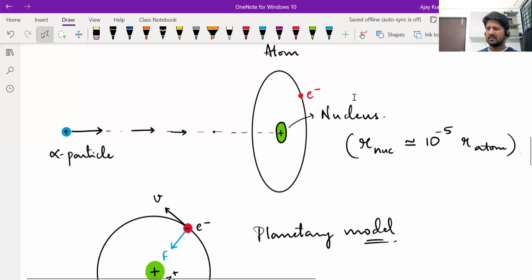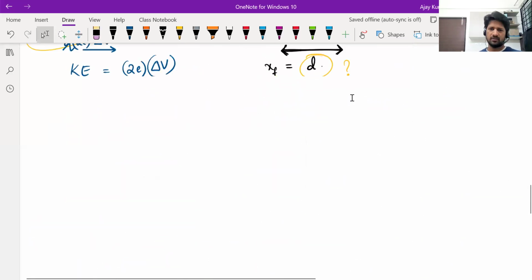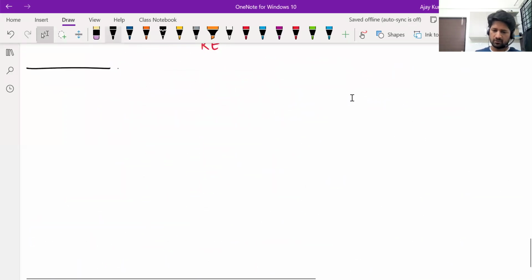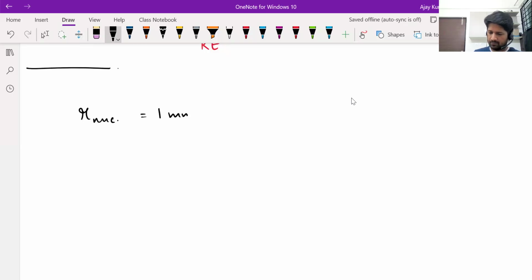You can do those calculations on your own also. 10 power 5 is the factor, right? So suppose you consider the nucleus to be 1 millimeter wide. Okay, you know how much 1 millimeter is. So suppose the radius of the nucleus is 1 mm. Then the radius of the atom will be 10 power 5 times of that. So 10 power 5 into 1 millimeter, that is 100 meters.